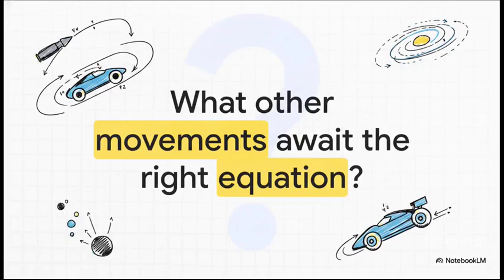So this brings us to a final, kind of provocative thought. If simple vector components can demystify artillery arcs and dictate the safety engineering of banked highways, what other seemingly chaotic, unpredictable movements in our universe are just waiting for the right equation? The math of motion is quite literally everywhere around us. Keep questioning what you see.